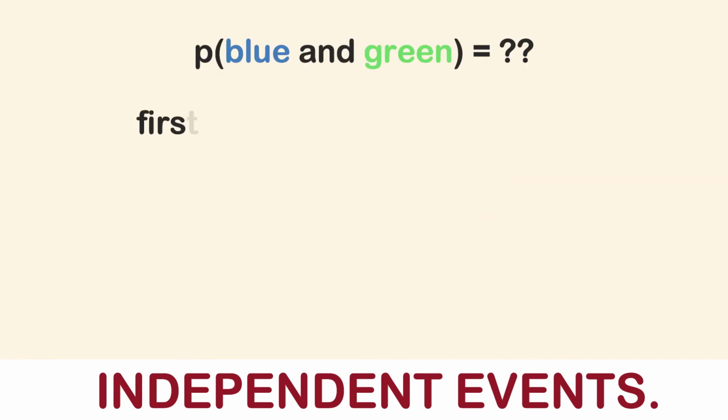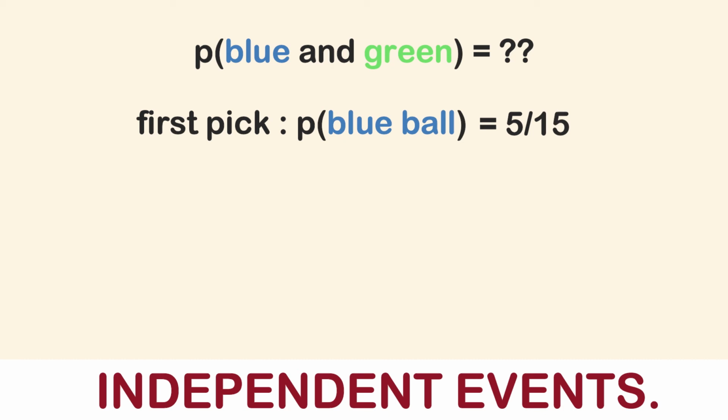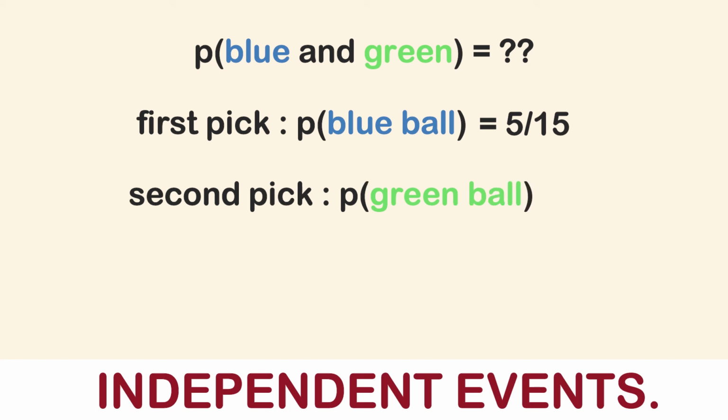At our first pick, we are picking a blue ball this time. So what is the probability of picking a blue ball? That is equal to 5 divided by 15. Since this experiment was performed with replacement, the number of balls remains the same at the second pick. At the second pick, we are picking a green ball, so the probability of picking a green ball is equal to 10 divided by 15.